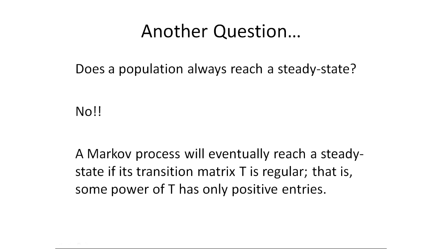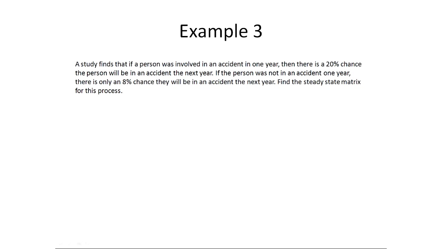So not every population will reach a steady state, but the ones we will see will. It will reach a steady state anytime you can say that your T is a regular matrix. And so there's some more explanation of that in the textbook. We won't really see much where we don't have this property.